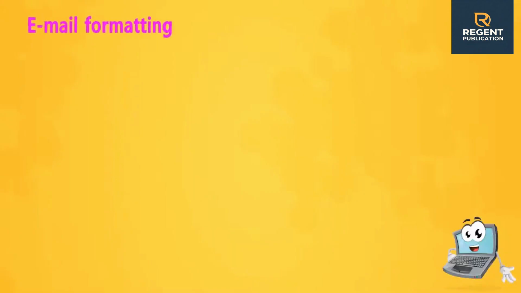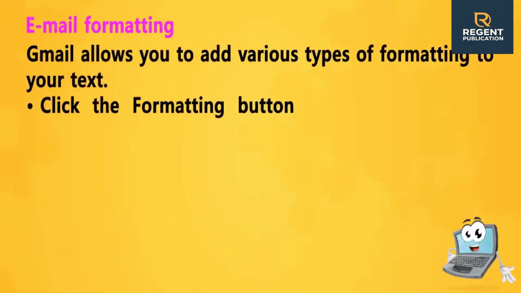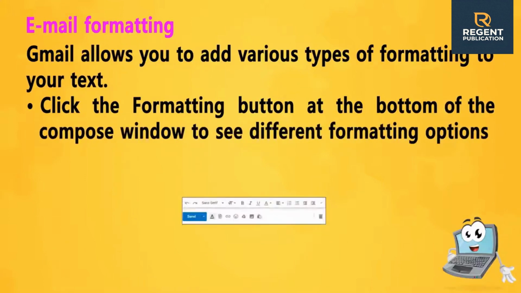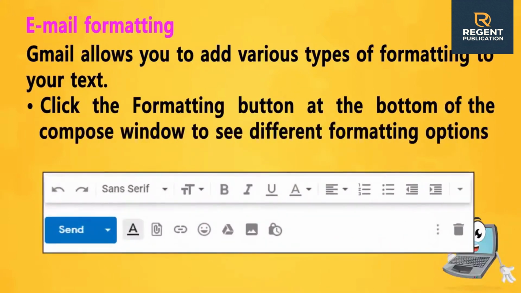Email formatting. Gmail allows you to add various types of formatting to your text. Click the Formatting button at the bottom of the Compose window to see different formatting options.